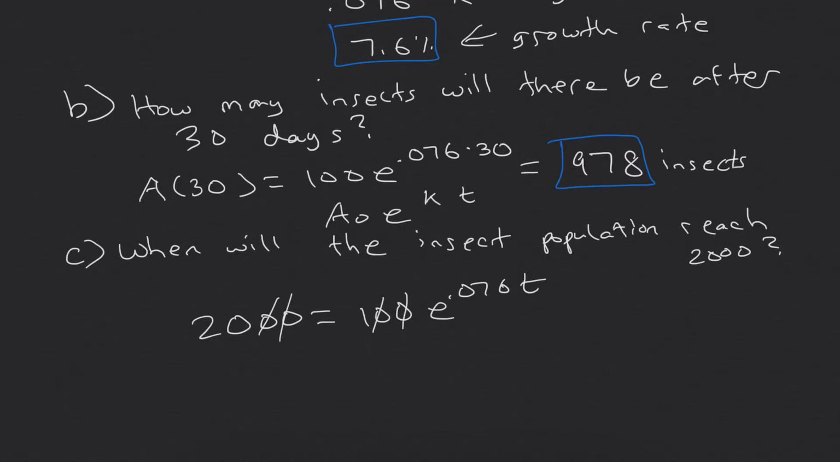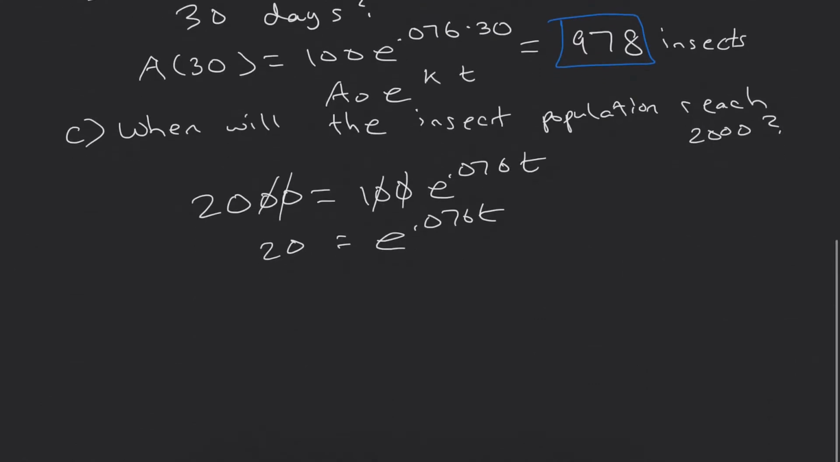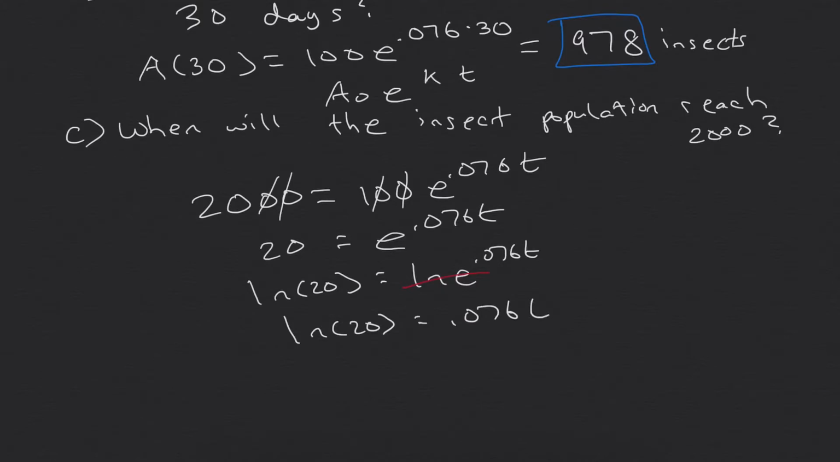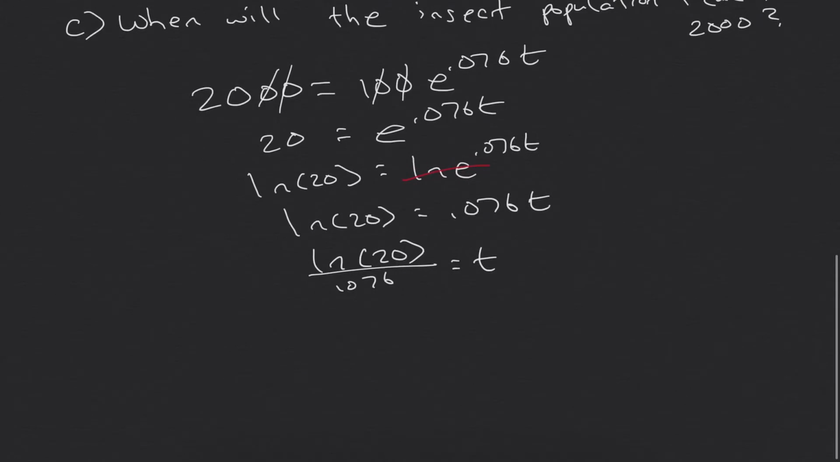In order to solve this, I'm going to divide both sides by 100, that'll give me a 20 on the left-hand side. And then I can take the natural log of both sides to cancel out the e. Canceling out the e is definitely necessary here because I'm trying to solve for t. Now, t is just being multiplied by 0.076, so I'll divide both sides by 0.076. That'll leave me with t by itself. I can plug that into a calculator.